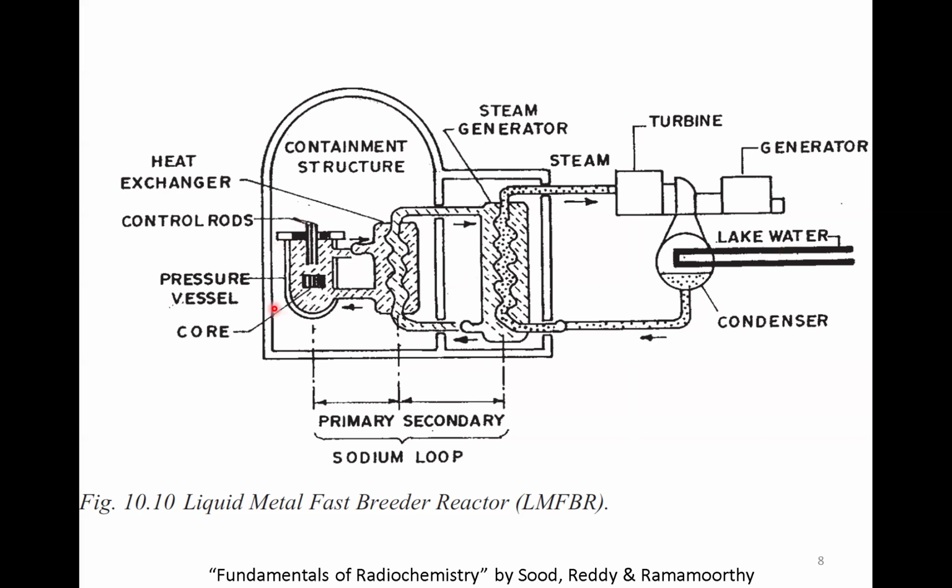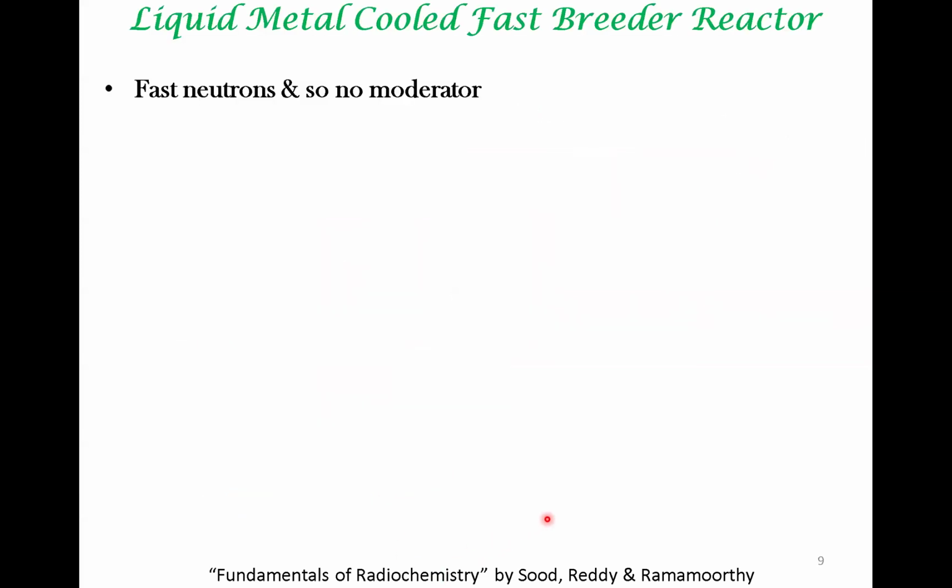This is a fast breeder reactor, fast as we clarified in the previous lecture, because there is no moderator. Therefore, the neutrons have high kinetic energy inside the reactor. You have a pressure vessel to contain the reactants, and control rods, which can be dropped inside and taken out to control the neutron concentration inside the reactor. This is a general schematic for a fast breeder reactor.